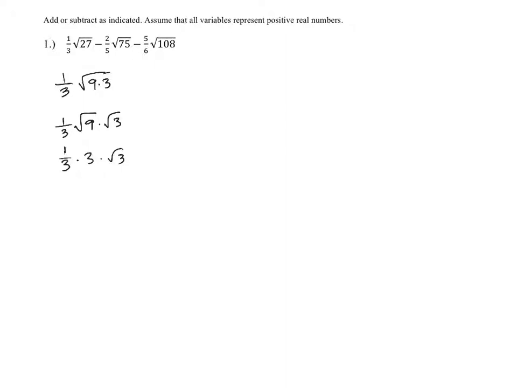So then we have 1/3 times 3, give our number a denominator of 1, right? 3/3, that's just 1, times the square root of 3. So that first one works out really well. Now let's look at this next one.